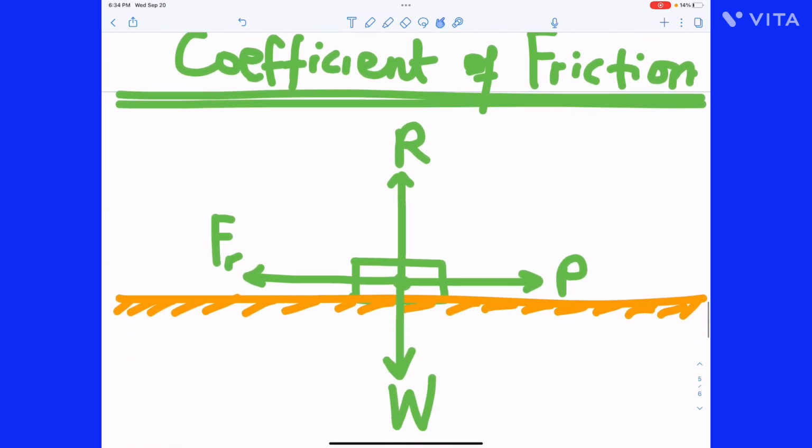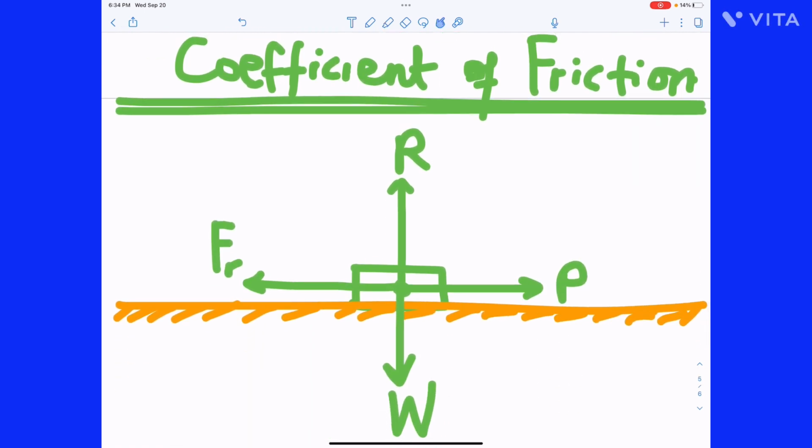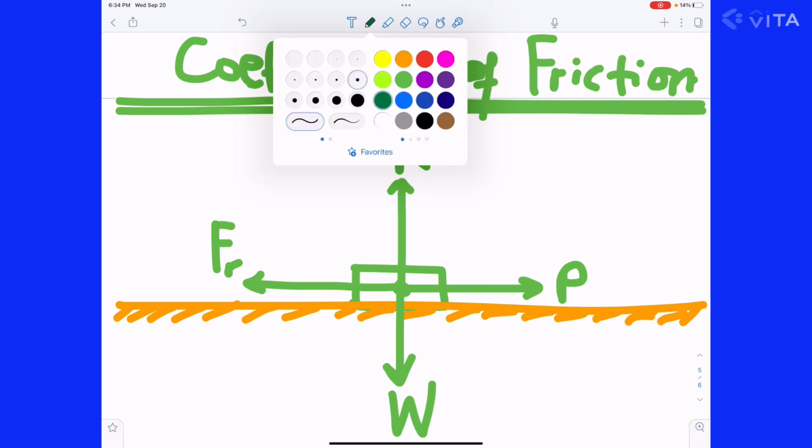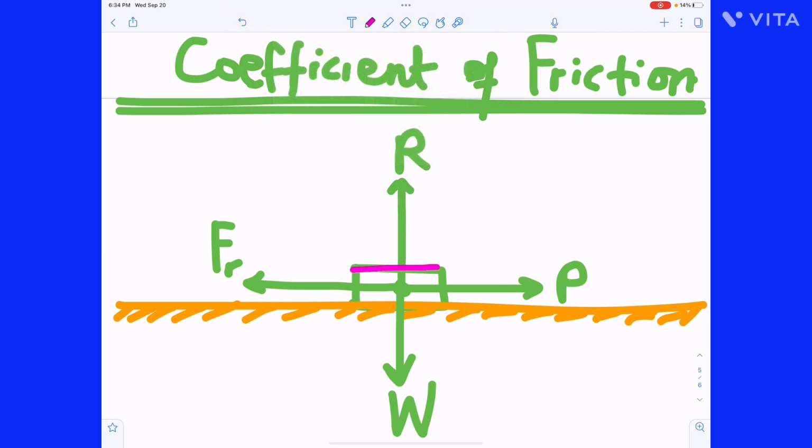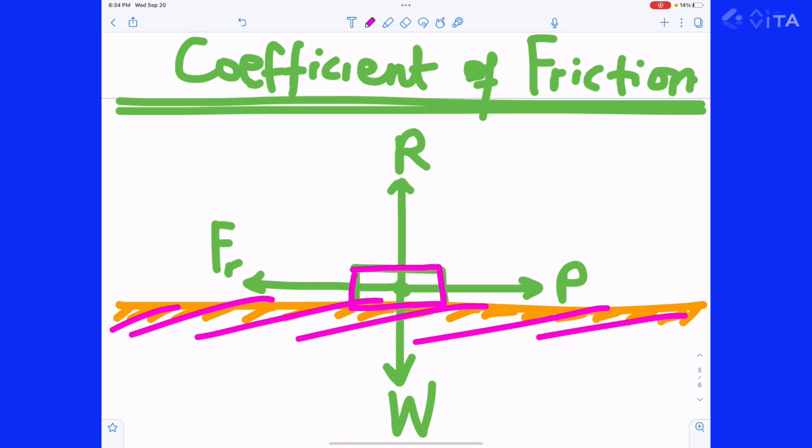Let's now go to coefficient of friction. When two surfaces are in contact, there is something that is used for measuring the frictional force. It is called the coefficient of friction. It's a constant between two surfaces. So let's assume in this example that a box is placed on a rough surface. This is a rough surface that is not moving.